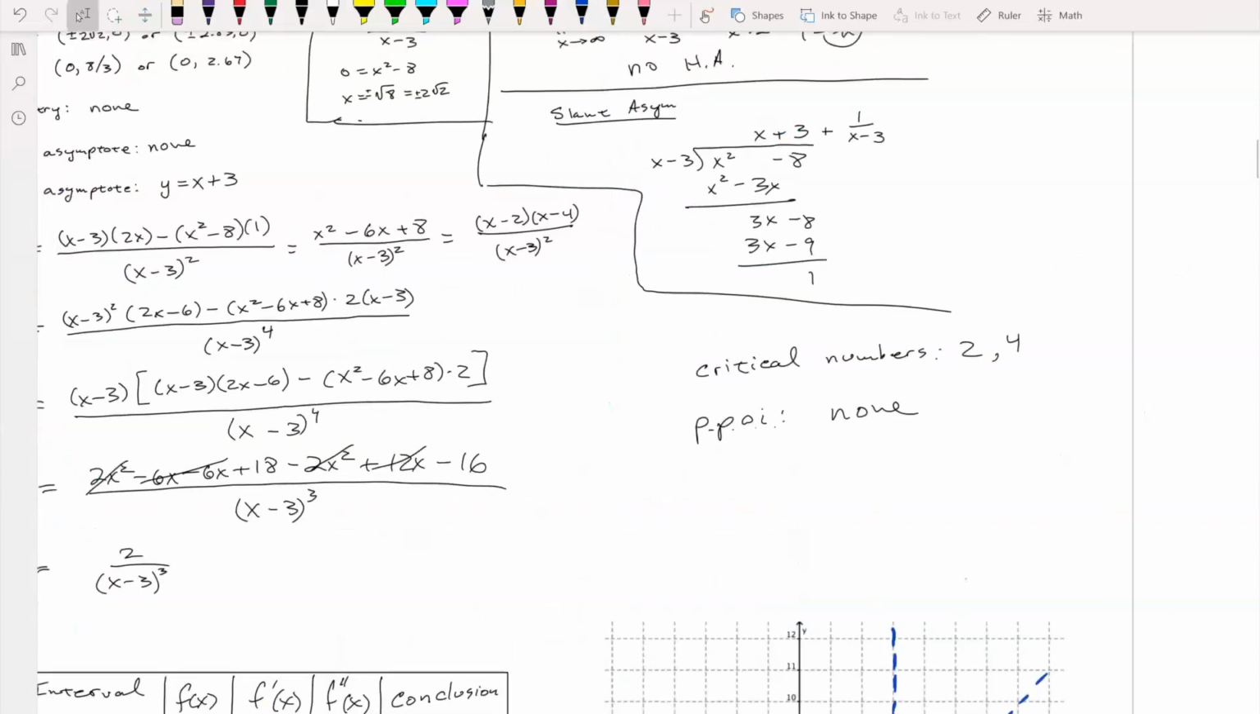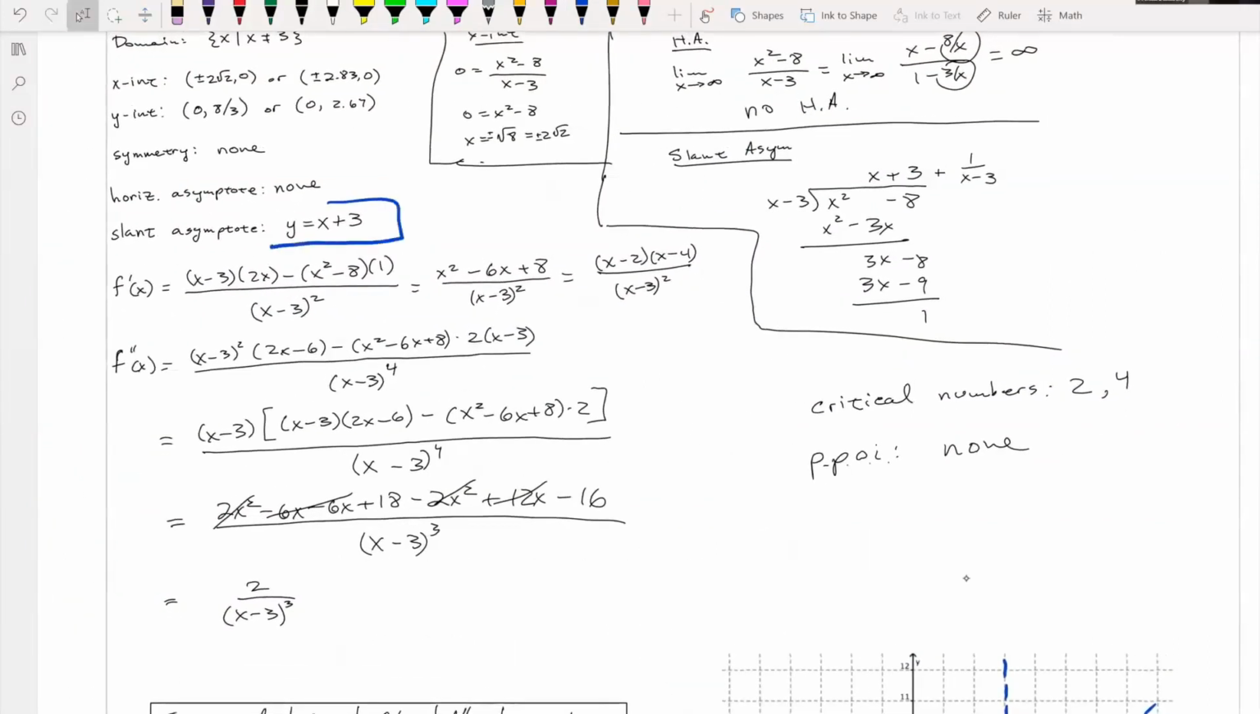Wait, what was our slant asymptote? It's right there. Can you explain, I don't get why, because when you did the long division, I forgot why that plus 1 over x minus 3 isn't a part of it. Okay, let's finish the graph first and then I'll come back to that, okay? Yeah.